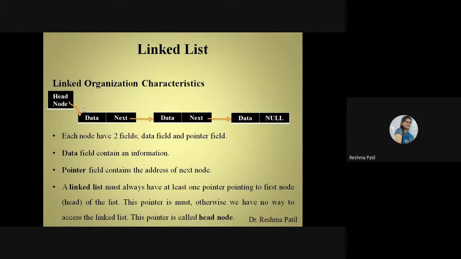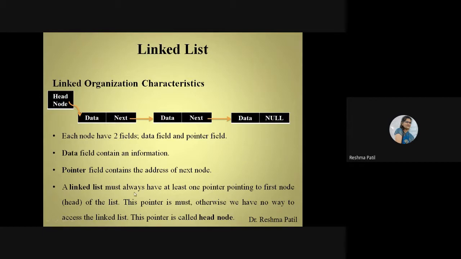The same is mentioned here. Each node has two fields. This is the data field and this is the pointer field for the next node. The data field contains information, the actual information which we have to store in that linked list. And the pointer field contains the address of the next node.